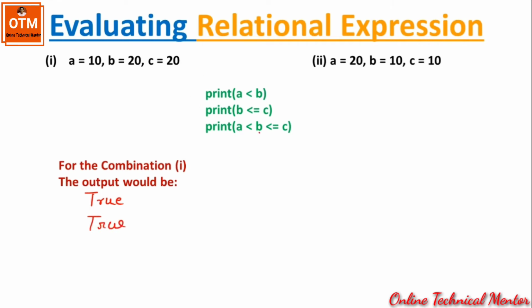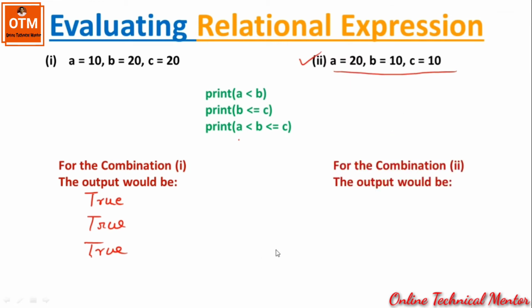Now a less than b less than or equal to c. That means a is 10, b is 20, and c is 20. So a less than b is true, and 20 less than or equal to c, that is 20, is also true. So it will give you true finally. Now let us evaluate these three expressions by taking the input combination a equal to 20, b equal to 10, and c equal to 10.